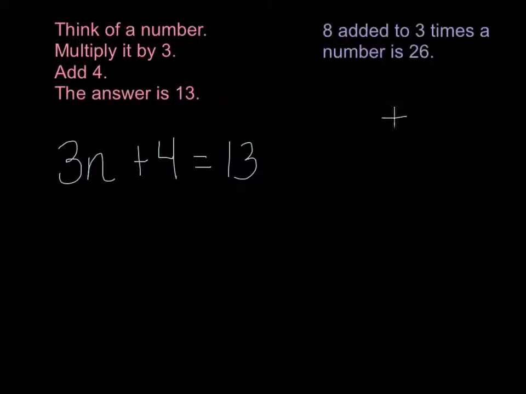But anyways, 8 is added to 3 times a number. So I know that my 8 is going to be added afterwards. It's added to something else. So it's added to my 3 times a number. Remember, when it's a number, that's typically our variable because we don't know what that number is. So 8 added to 3 times a number equals 26. So this equation here would represent this statement.